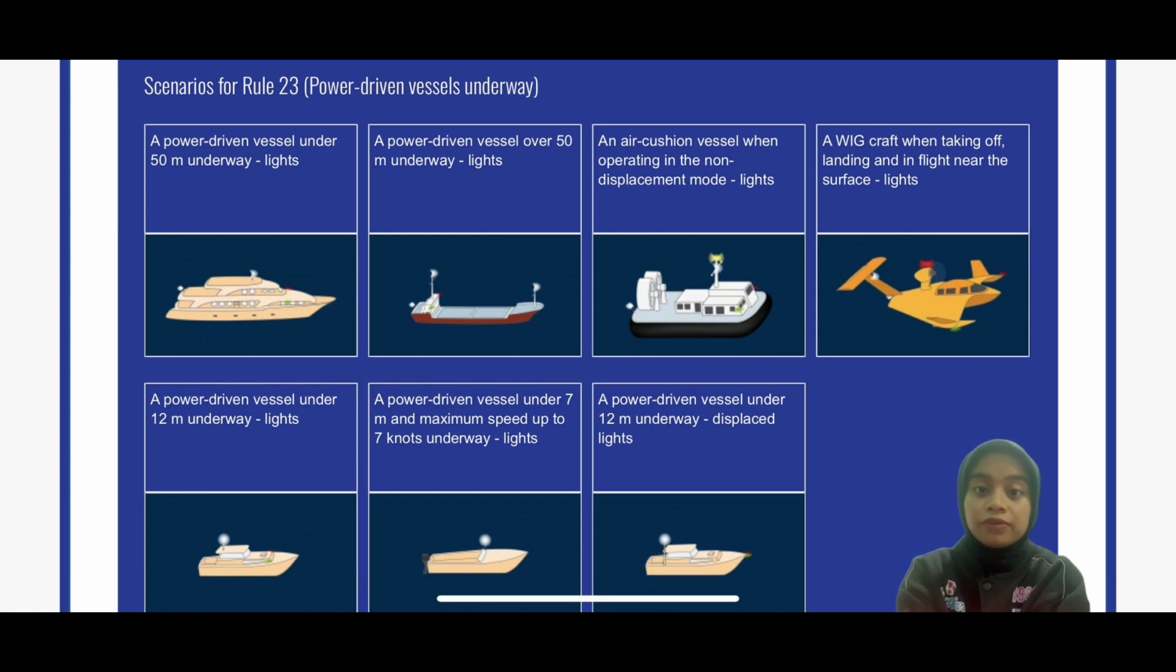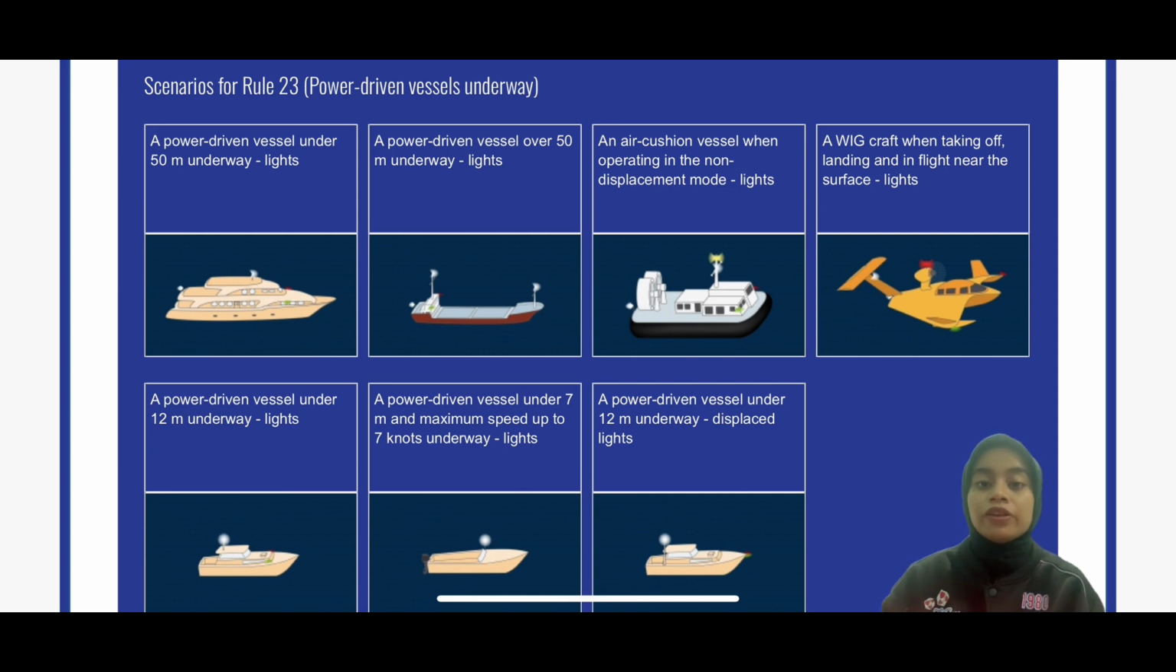A power-driven vessel of less than 12 meters in length may, in lieu of the lights prescribed in paragraph A of this rule, exhibit an all-round white light and side lights. A power-driven vessel of less than 7 meters in length whose maximum speed does not exceed 7 knots may, in lieu of the lights prescribed in paragraph A of this rule, exhibit an all-round white light and shall, if practicable, also exhibit side lights.